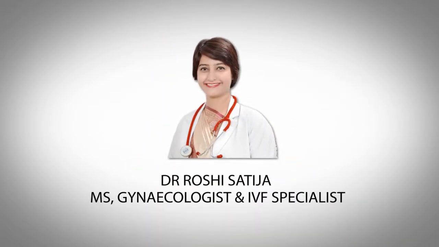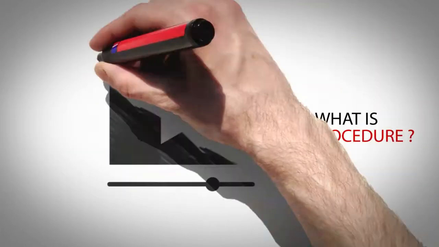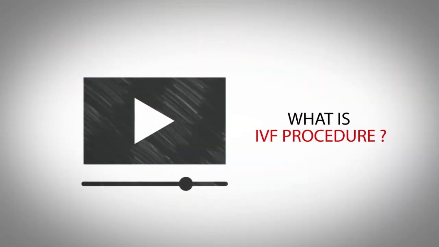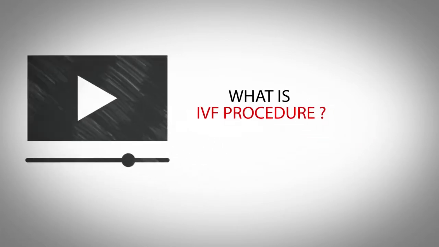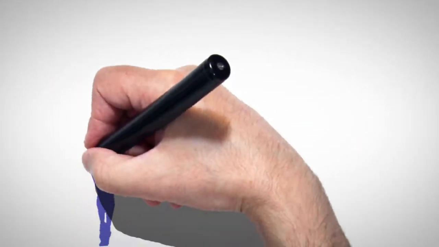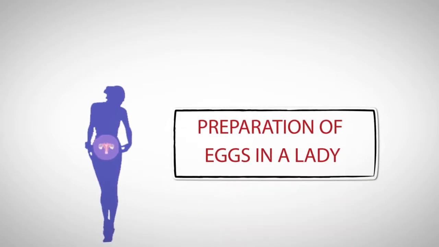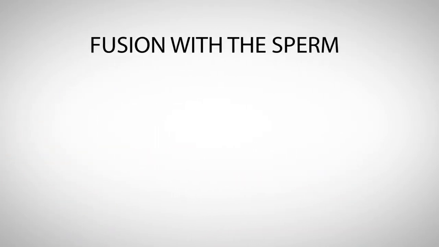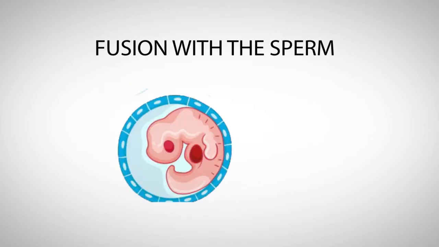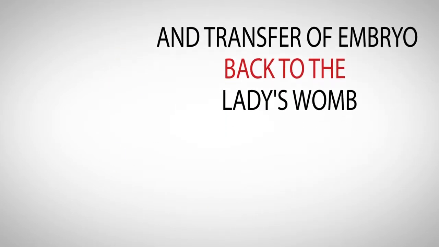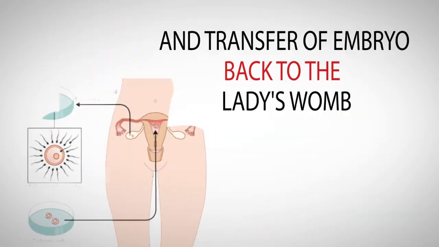I am Dr. Roshi Satija, and in this video we will see in a nutshell what is IVF procedure and how do we do it. In an IVF procedure, we prepare eggs in a lady and then take them out of her body and fuse them with the sperm. Once an embryo is formed, it is transferred back to the woman's womb.